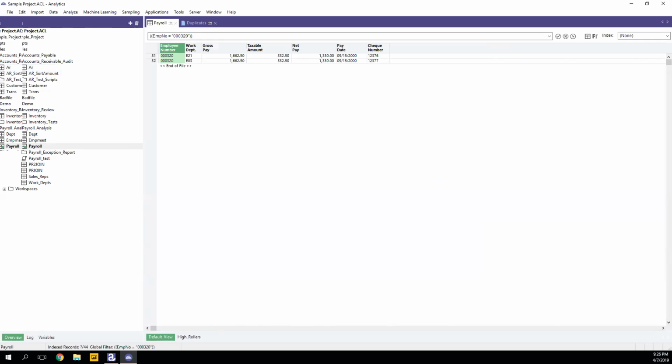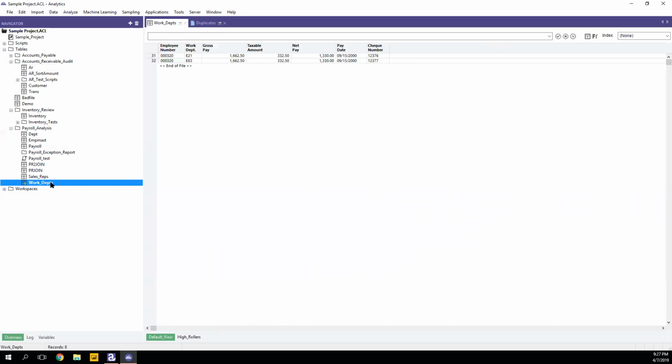Okay, what does it mean if there were duplicate employees? 320 also works in the same work department, E21 and E83. Same gross pay, same taxable amount, net pay. Interesting. Sequential checks. Okay. I want to know more about E21 and E83.